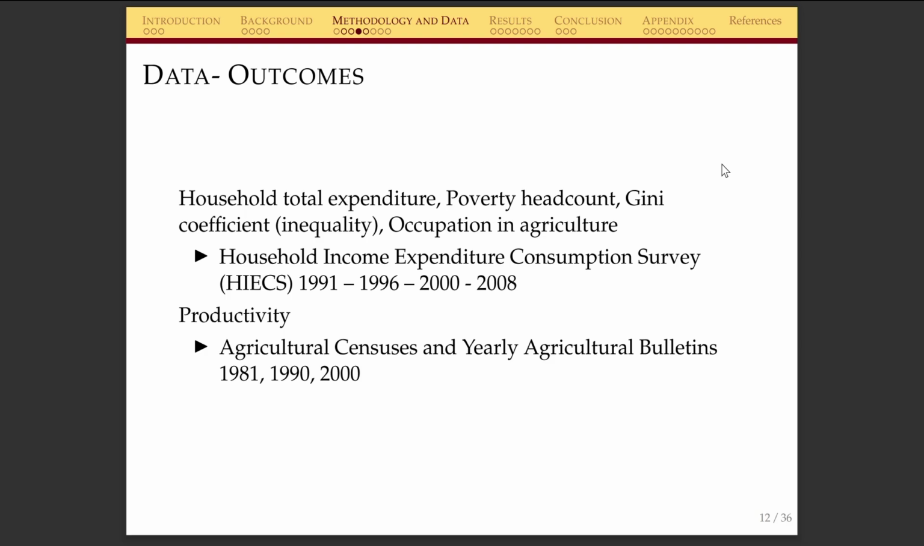For my outcomes, I'm getting data from the Household Income Expenditure Consumption Survey, which is a household survey at the national level, and productivity is coming again from the agricultural censuses, coupled with yearly agricultural bulletins for these years.